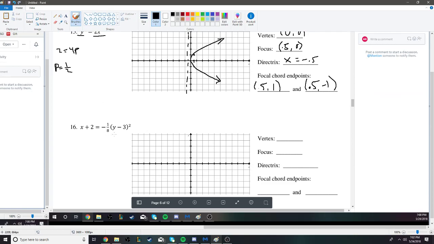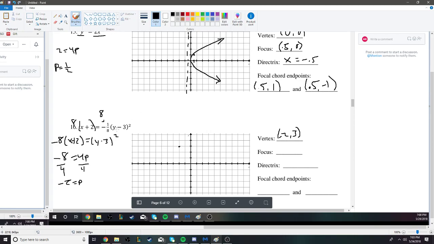For this one, we want to get the squared term by itself, so I'm going to multiply both sides by 8. So this is 8 times x plus 2 is equal to, it's a negative 8 by the way, y minus 3 squared. So our vertex is at negative 2, 3. There we go. And we got negative 8 is equal to 4p. Divide both sides by 4. Negative 2 equals p.